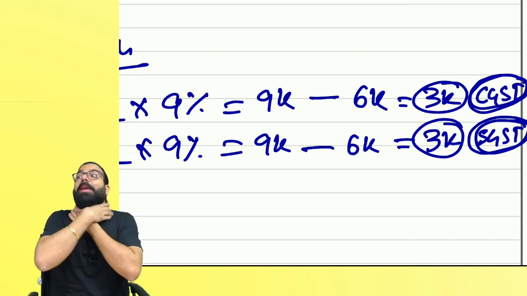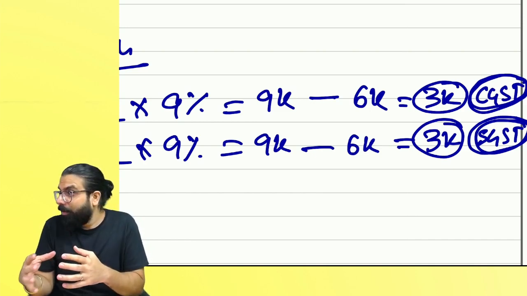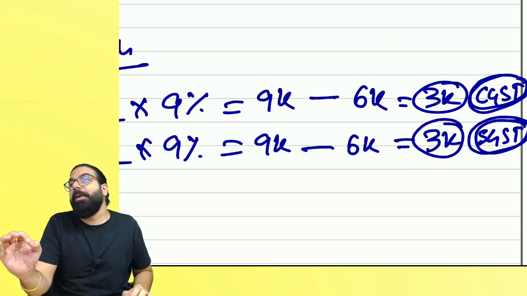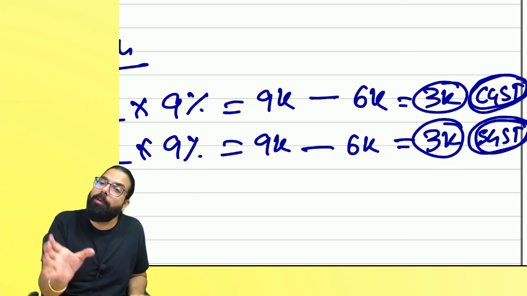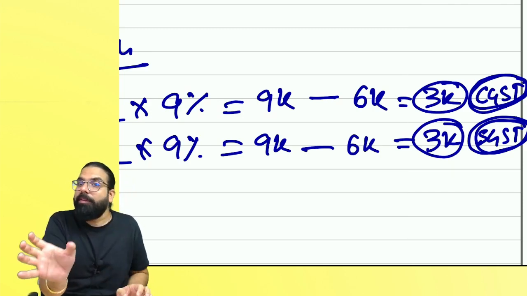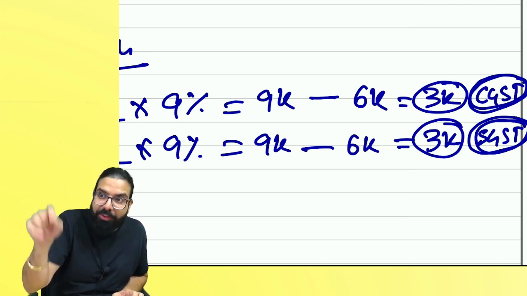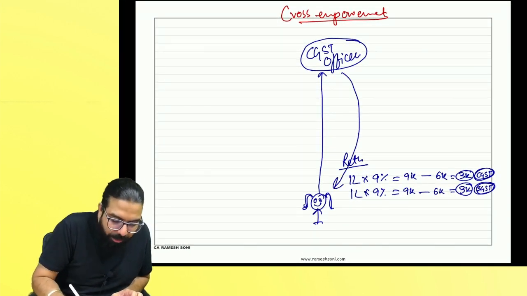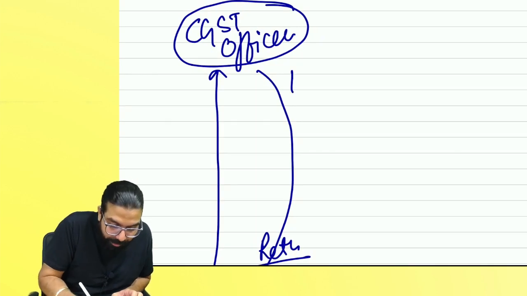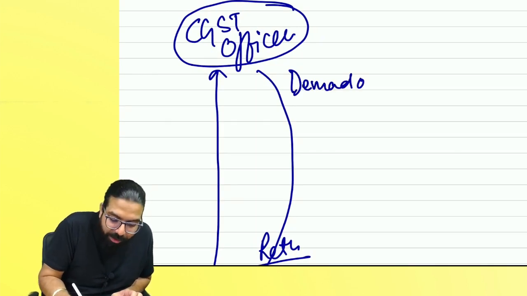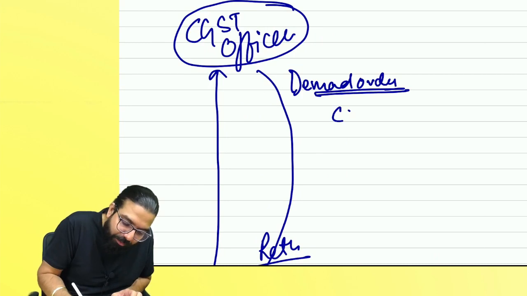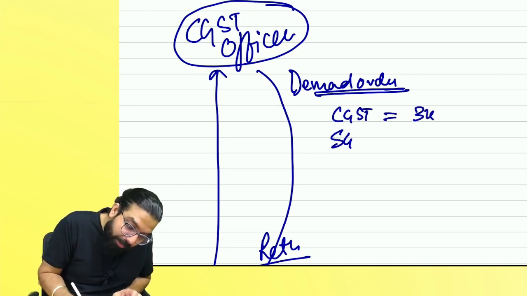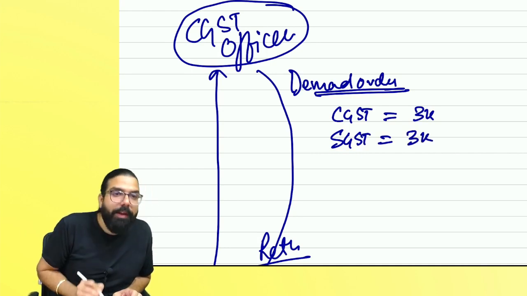But don't you think if two people catch your neck, it is too complicated? Yes or no? So the government told that two people will not catch your neck together. If your officer is a CGST officer, when he is sending you a love letter, not love letter, a demand order, he will demand from you the CGST amount of 3,000 and he will also demand from you the SGST amount of 3,000.